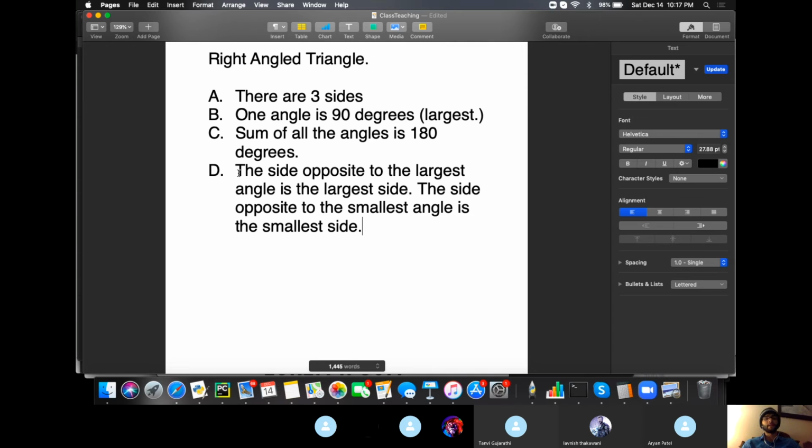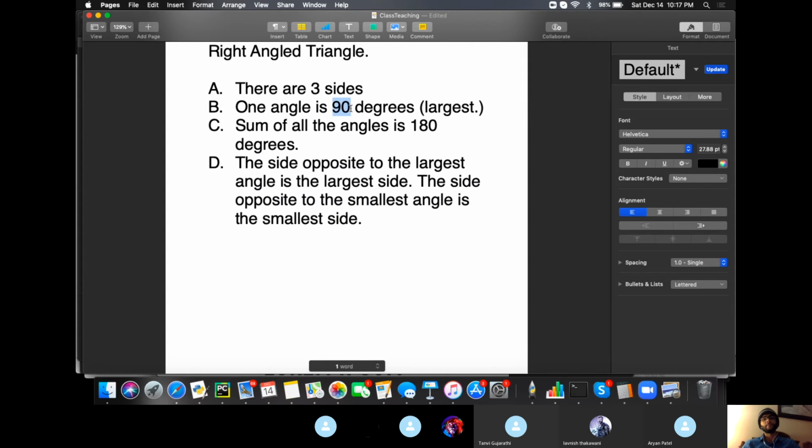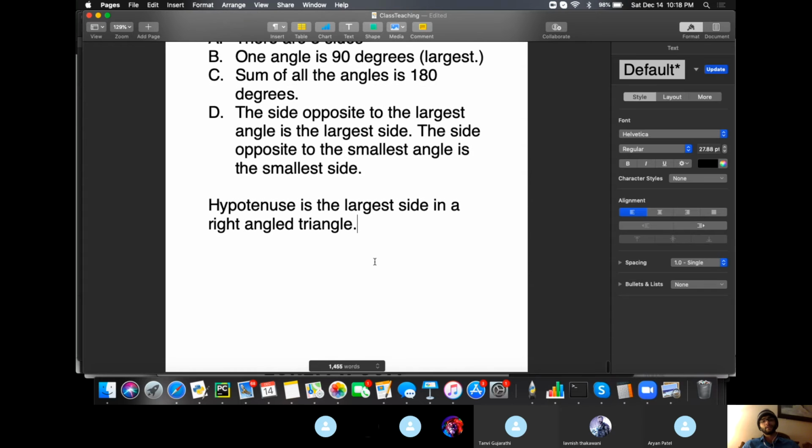Okay, now if we apply this rule, then we realize that the side which is opposite to the right angle will always be the largest side of the right angle triangle, because we know that the side which is opposite to the largest angle will be the largest side, and the side which is opposite to the smallest angle will be the smallest side. So if the largest angle is 90 degrees, the largest side has to be the one that is opposite to the right angle, and we call that side the hypotenuse. So the hypotenuse is the largest side in a right angled triangle. When I say largest side, I mean the longest side, so it's just the same thing. These are just some of the basics of right angle triangles, and I hope you guys understood.